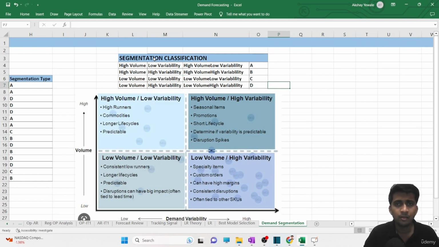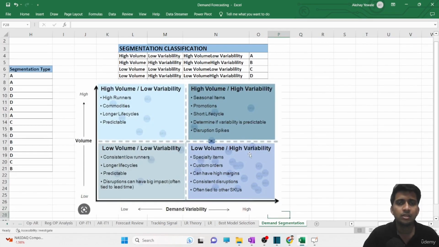So generally, this is how the classification is done in most organizations. Now here I have one graph which visually shows these categories. On the top left quadrant, which you see high volume low variability, which is the A, these are the high runners. These are the most sold products of the organization. They are easily forecastable, they have a longer life cycle, and that's why they are predictable as well. Then there is the B category, which is high volume and high variability. These are most of the time seasonal items, promotion based, short life cycle. It's highly variable, and this is the second category, which is high volume, high variability.